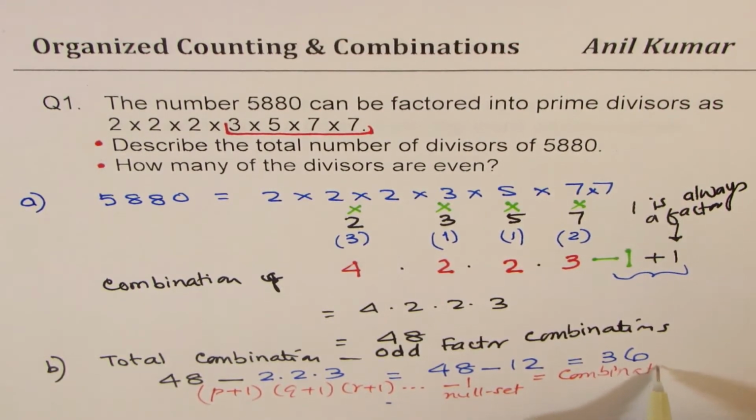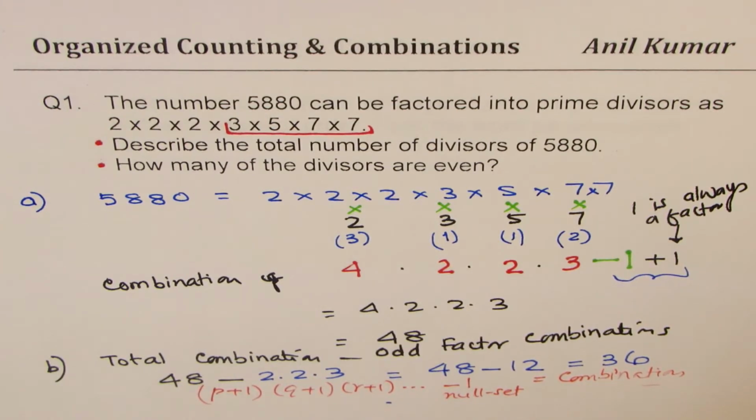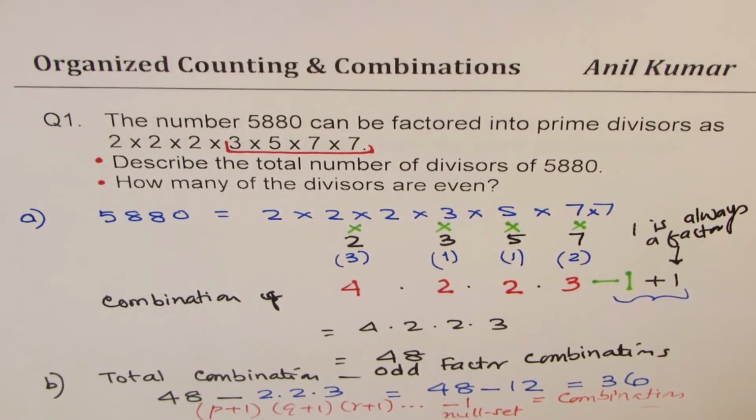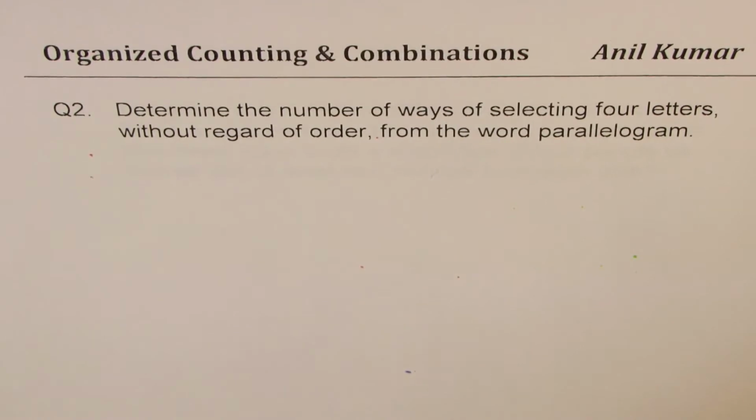So this is direct application of the result which you learn, where the items are similar kind and you have an option to take them or not to take them. So I hope this is clear, right? So let's move on and do question number 2 now. Question number 2.